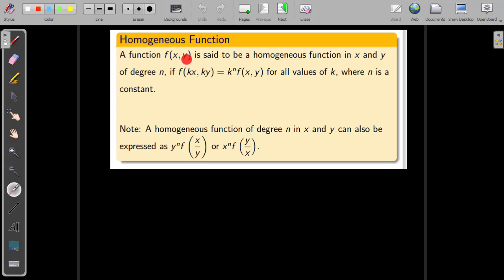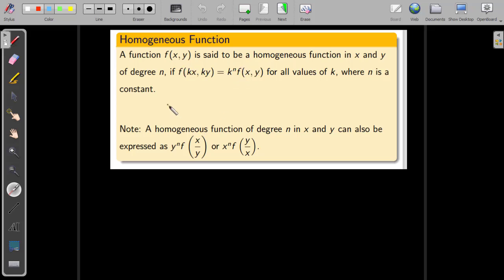A function f(x,y) is said to be a homogeneous function in variables x and y of degree n if the given function could be expressed like this: f(kx, ky) equals k^n f(x, y) for all values of k, where n is any constant. This is the definition of the homogeneous function.